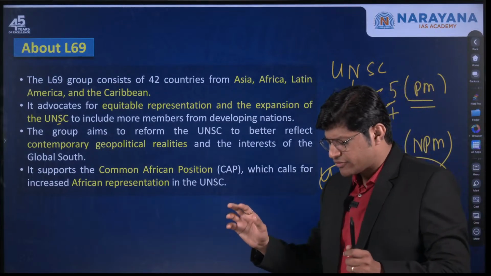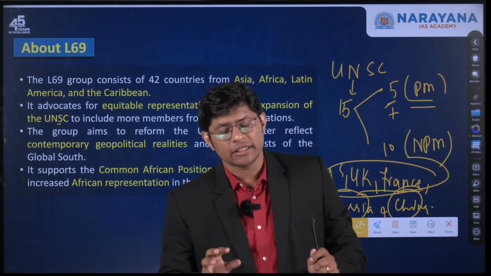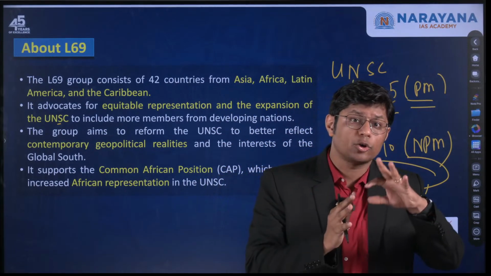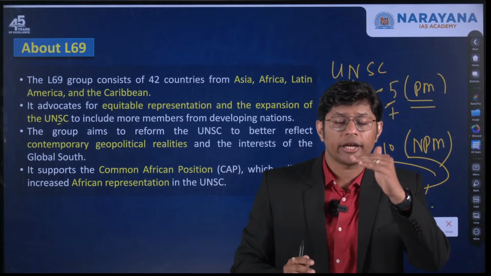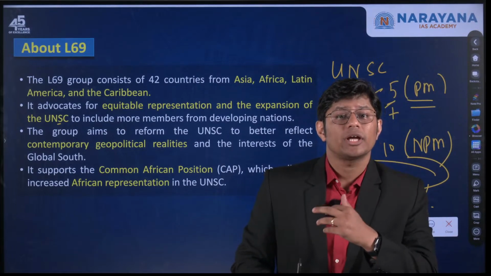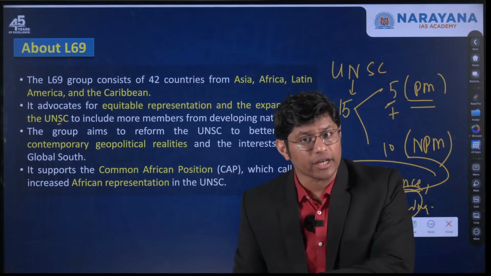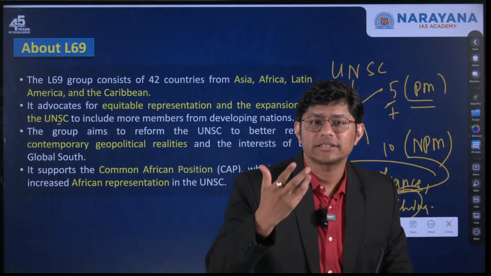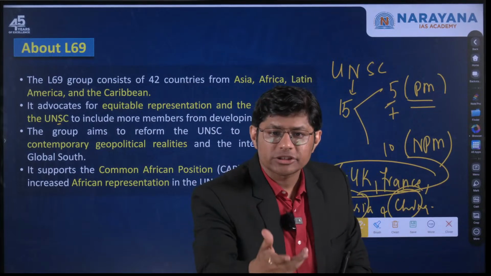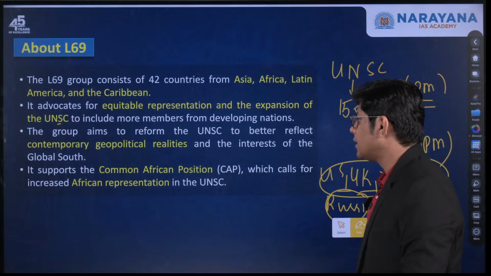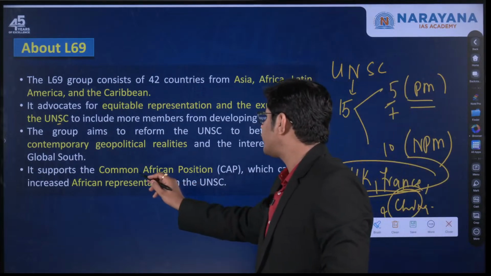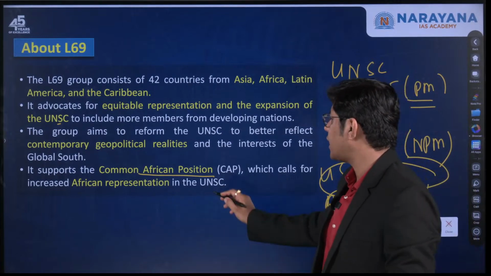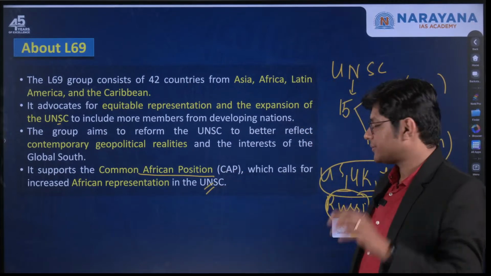So the condition is very fragile, and that's the reason, in order to put the United Nations Security Council in a position to address the global challenges, the UNSC should include more members, so that countries from Africa, Latin America and Asia have a voice in the deliberations and negotiations in the UNSC. It supports the common African position, which calls for representation from Africa in the UNSC.